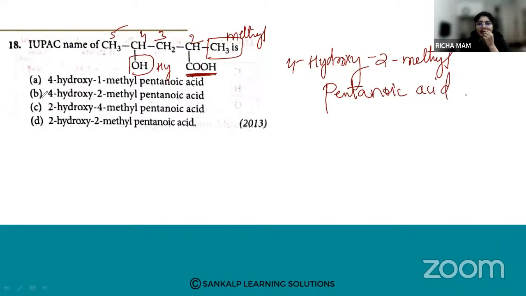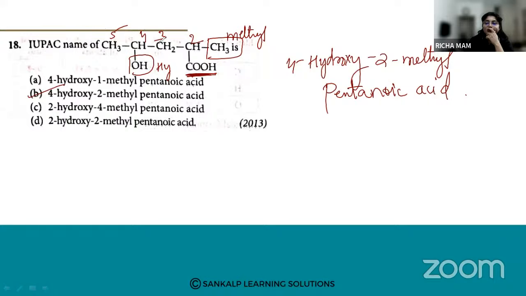4 hydroxy, 2 methyl, pentanoic acid. Option number B. Are you getting the same? Tejaswini has answered. Yes, option number B is the answer. Chaitra has answered. Okay, so it is option number B.